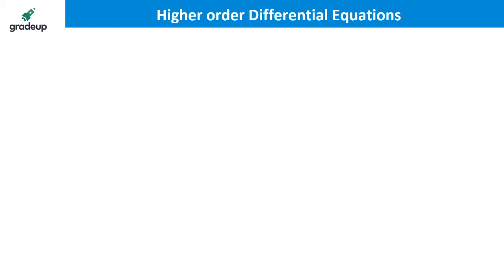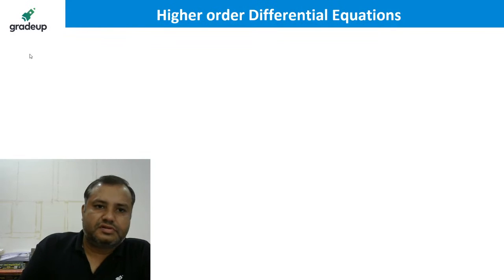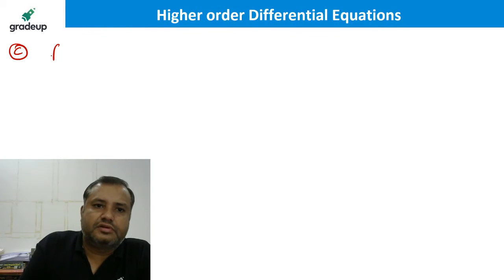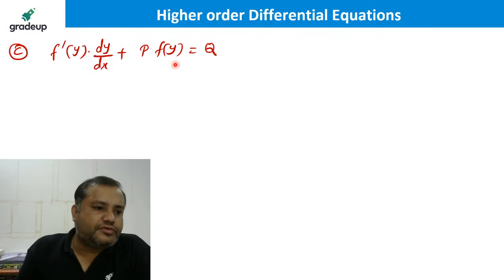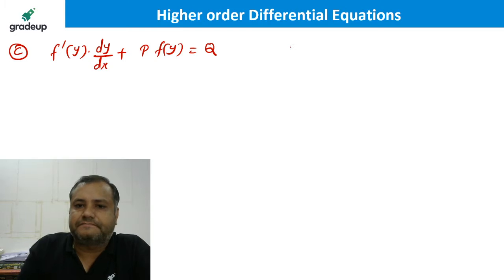Now equations reducible to linear form. See, all equations cannot be reduced to linear form. Those that can be reduced are here. See, f dash y dy by dx plus p times f of y equal to q. So what you have to do here, this middle term, see this middle term, in this middle term function of dependent variable is y.